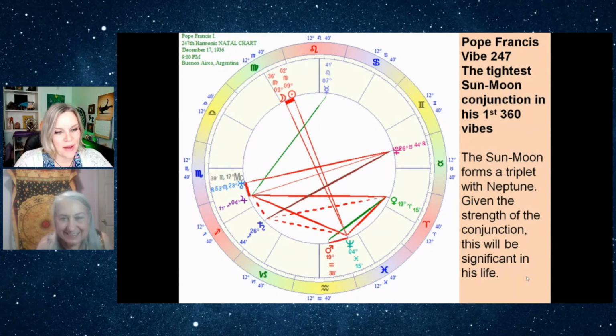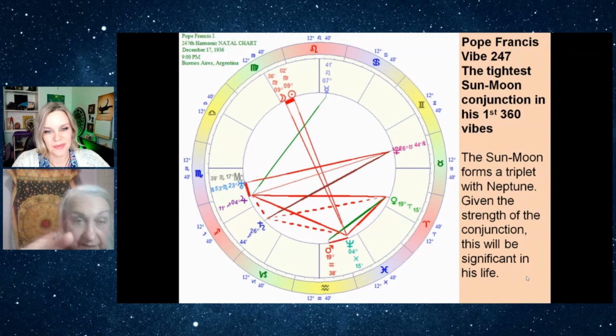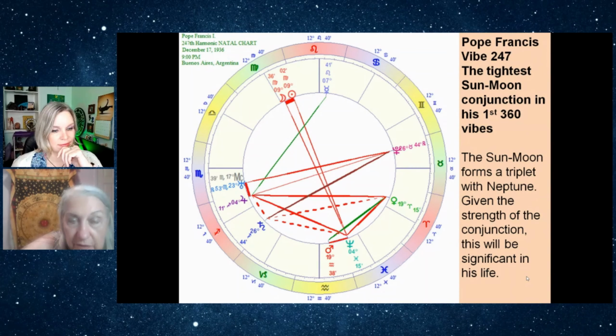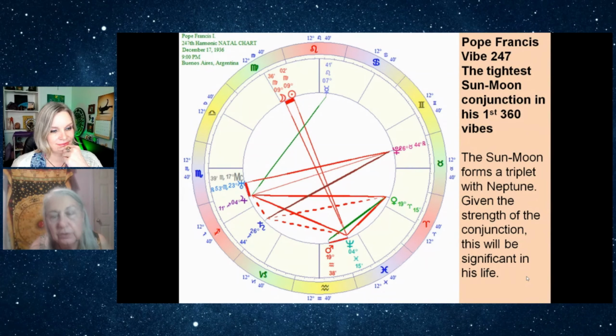247. Yeah, wow, okay. The tightest sun-moon conjunction in the first 360 vibrations. And if there was not an aspect to it so that it formed a triplet, then we would know that it is not as influential. It would still be an internal feeling that Pope Francis has, because this is a sun-moon after all. But it would not be expressed in behavior so much. But it is in aspect.